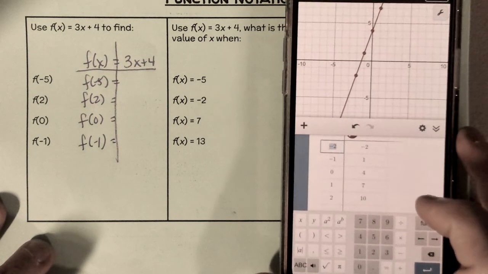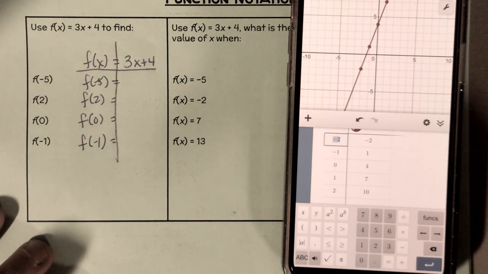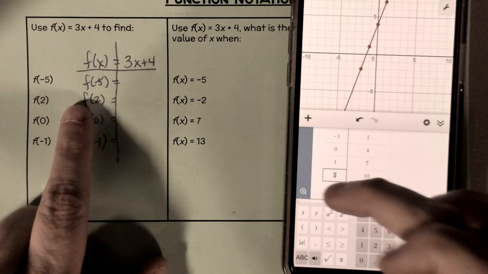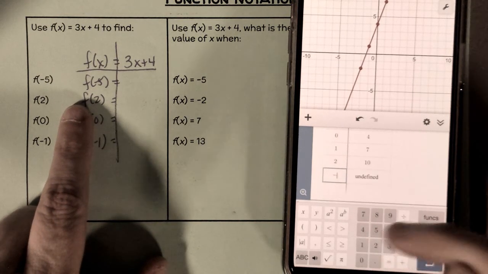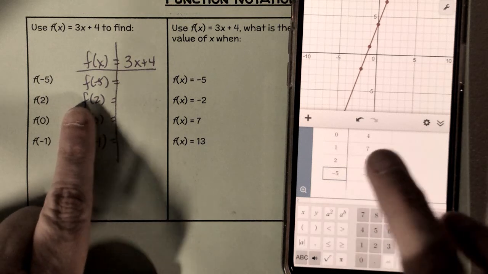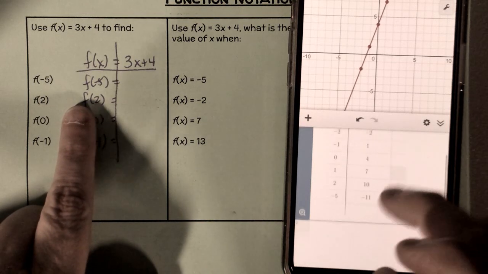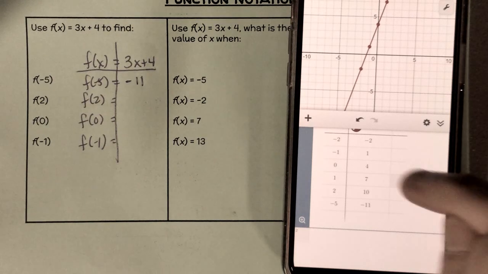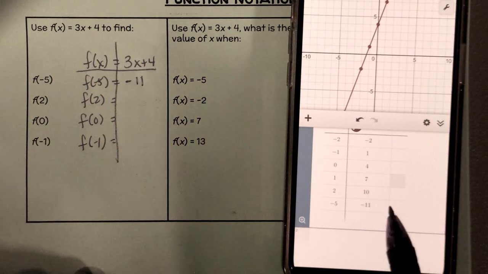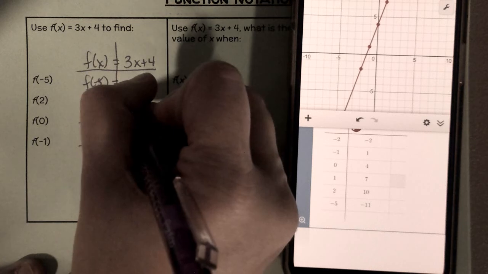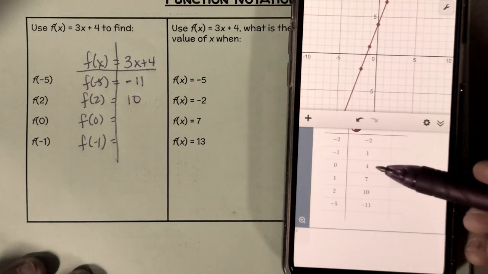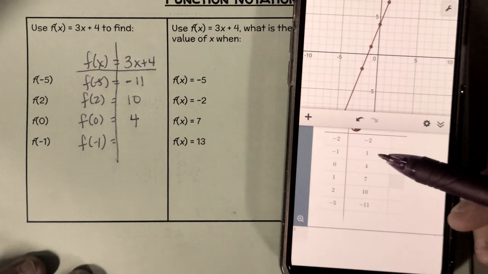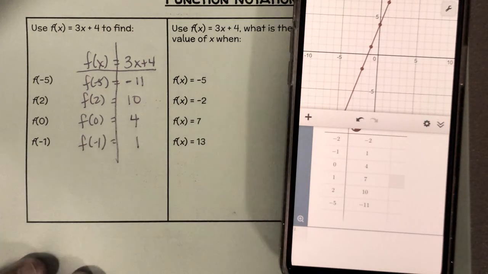Okay? So what I'm going to do literally is look for those values in my calculator. They're x values. So I don't see negative 5, so down here at the bottom I'm going to put negative 5. Well, when I put a negative 5 into my 3x plus 4 machine, it spits out a negative 11. Okay? I already see 2 on here. When I put in a 2, it spits out a 10. When I put in a 0, it spits out a 4. When I put in a negative 1, it spits out a positive 1.